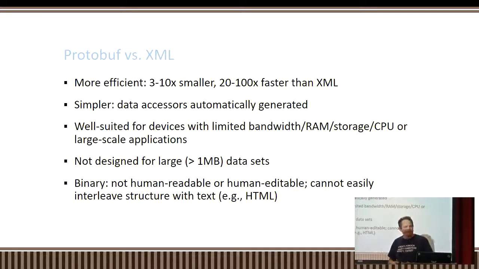So compared to XML, it's 3 to 10 times smaller and 20 to 100 times faster for parsing. The data accessors are automatically generated, so there's a simplicity there that you may not get with XML, at least not that I'm aware of.